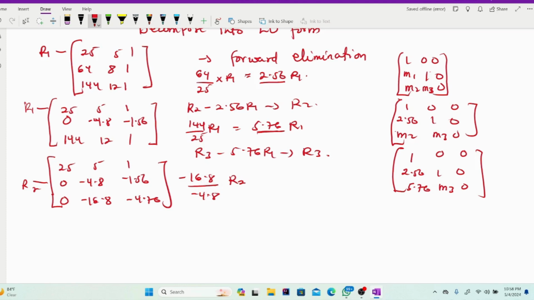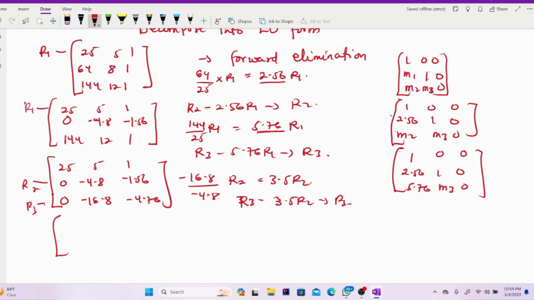This expression is my new multiplier. You just write a fraction, negative 16.8 over negative 4.8, and you are getting 3.5. So this is the same as 3.5 R2, meaning our new multiplier is 3.5. Then our row operation is R3 minus 3.5 R2, all mapping towards R3.